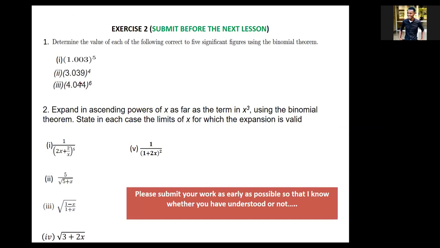So the first one is saying, determine the value of each of the following, correct to 5 significant figures using the binomial theorem. We did this yesterday, so I'm pretty sure most of us can solve this. You just have to expand them up to x to the power 3 or x to the power 2. Yeah. So same applies to the second part here, saying expand in ascending powers of x as far as the term in x to the power 3 using the binomial theorem. State in each case the limits of x for which the expansion is valid.